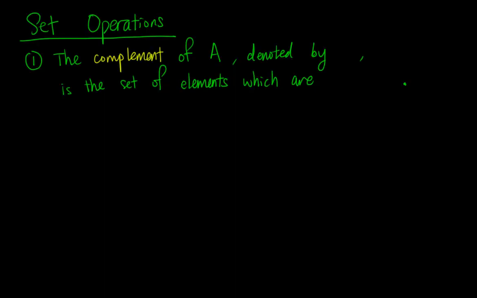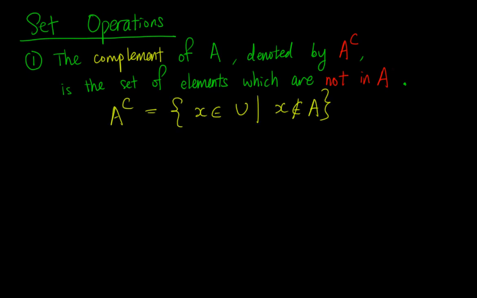Having seen the Venn diagrams, it is natural for us to introduce set operations. Suppose we have a set A in the universal set U. We define the complement of A, which is denoted by A subscript C, to be the set of elements which are not in A. Observe that this definition is only meaningful if the universal set U is made clear.